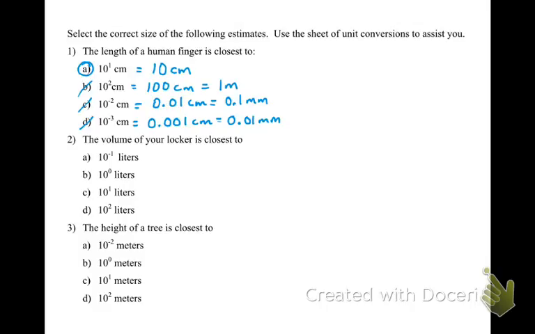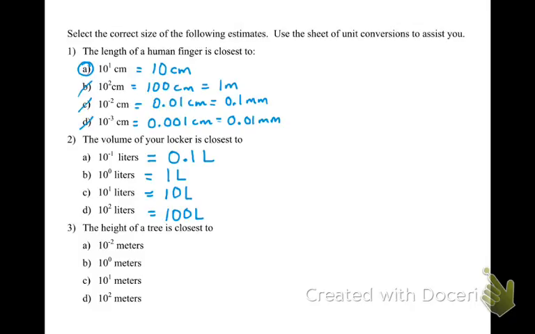The volume of our locker. Let's take a look. All right. Well, we don't have the ability to go take the volume of our locker, so we're going to have to guesstimate. So 10 to the negative 1 liters is 0.1 liters. 10 to the 0 liters is, well, 1 liter. And then we've got 10 liters, and we've got 100 liters.